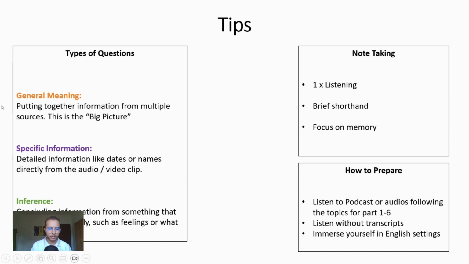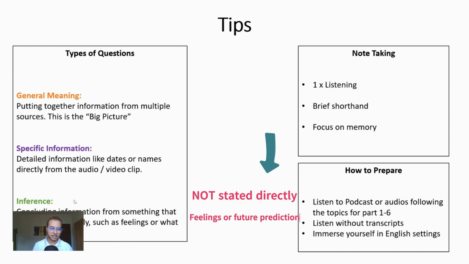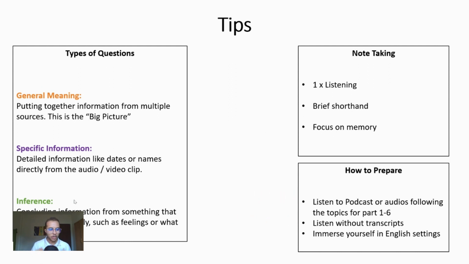Next one is inference. Inference is where you infer the information from what you heard. The information will not be stated directly, so you have to listen and understand what they are talking about. They might talk about feelings or what will happen next. For example, the doctor will likely agree that. Okay, so now you have to think, what would the doctor agree? He didn't state it directly, but it will be there.